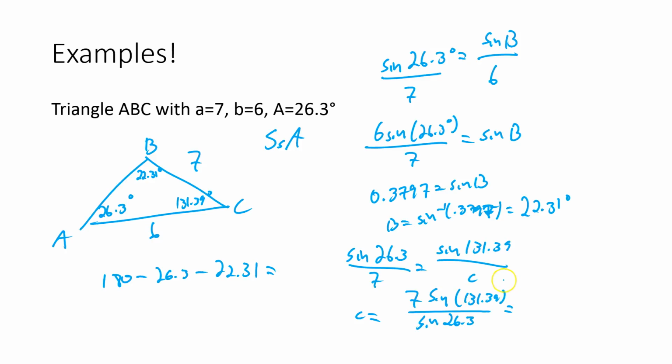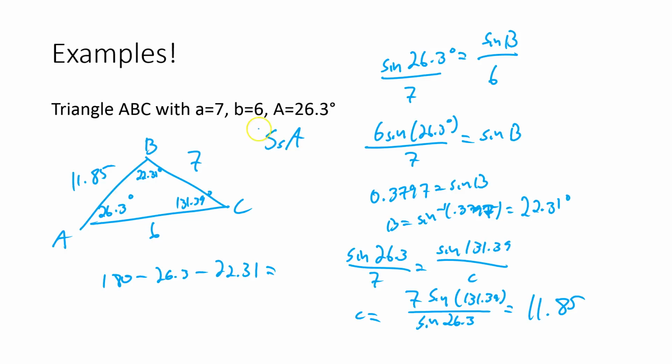Crunch that real quick. So we do 7 sine of 131.39 divided by sine of 26.3. And I get 11.85. Makes sense. Longest side is across from the longest angle.